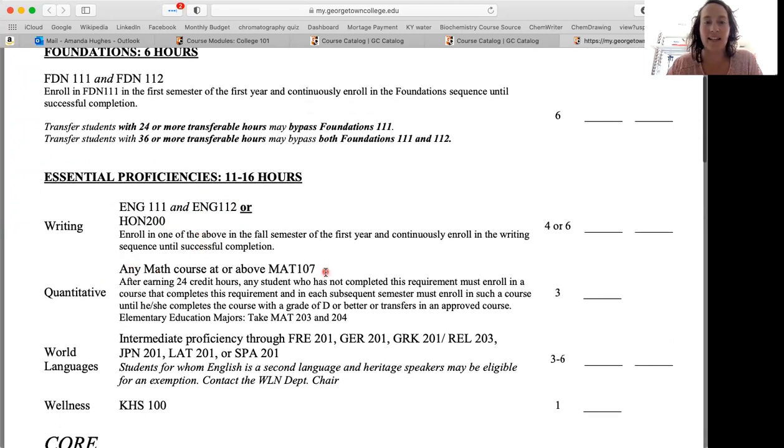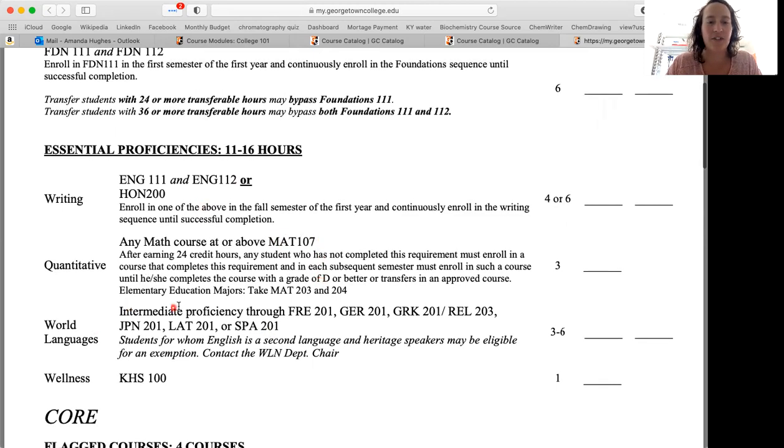Quantitative: you'll have to take at least one math course at or above Math 107. There's a few different ones to choose from. There's elementary statistics, pre-calculus, algebra, trigonometry, statistics, like probability and statistics for non-science majors, so stuff like that. So you'll just have to take at least one math class higher than Math 107, and you'll have to be proficient in a language through the 200 level course, so 201. So you could take French, German, Greek, Japanese, Latin, or Spanish. So you'd pick a language you'll have to take at least through level 201.